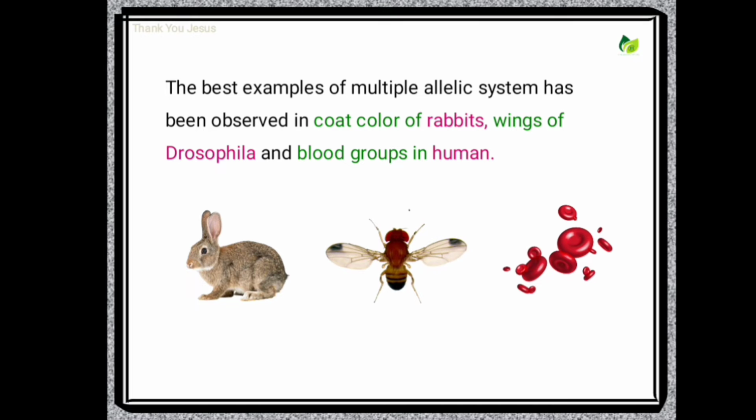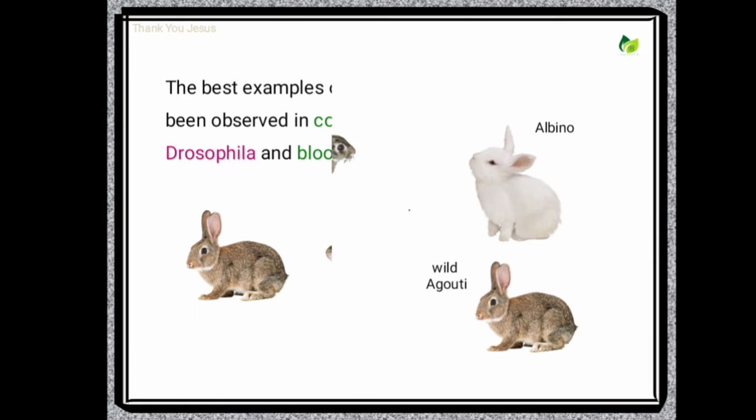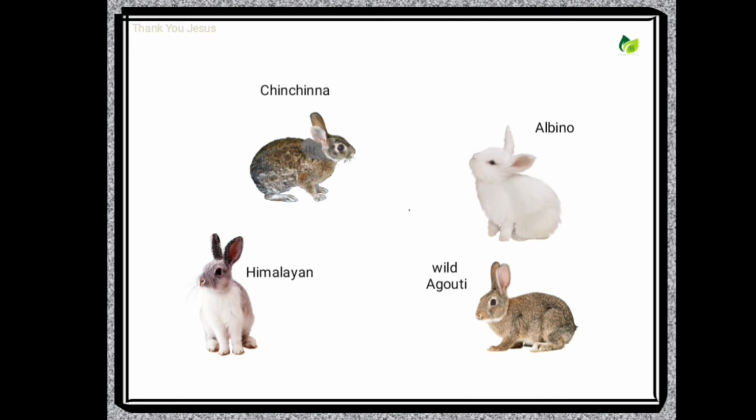So, the best examples of multiple allelic systems have been observed in coat color of rabbits, wings of Drosophila, and blood groups in humans. So, these three are the best examples for multiple allelism. For instance, a gene for coat color in rabbits contains many alleles. Different alleles produce different coat colors in rabbits.